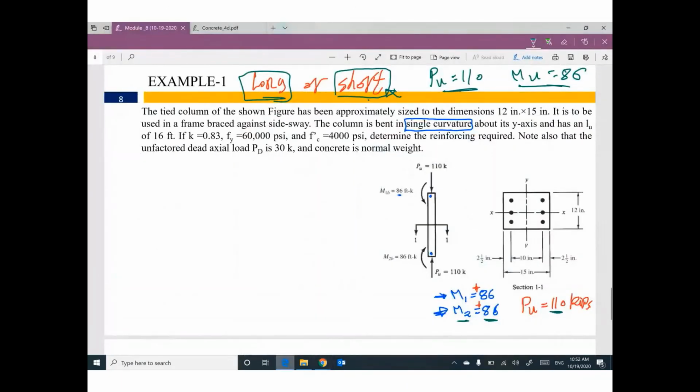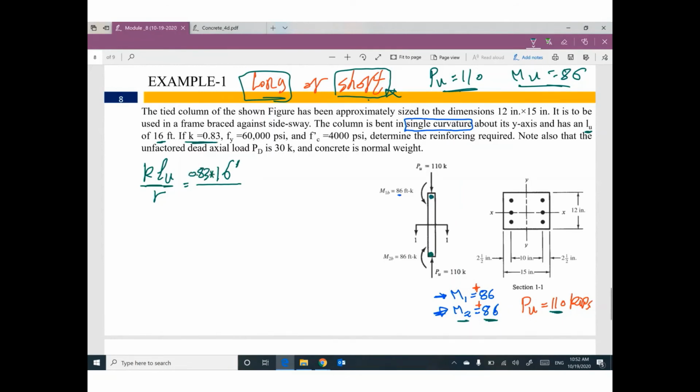Okay, let's do it. We need to figure out the value of K Lu divided by r. Please read the problem carefully. The unsupported length for this column, Lu, is 16 feet. And the K, to consider this end condition and this end condition, is given: 0.83.